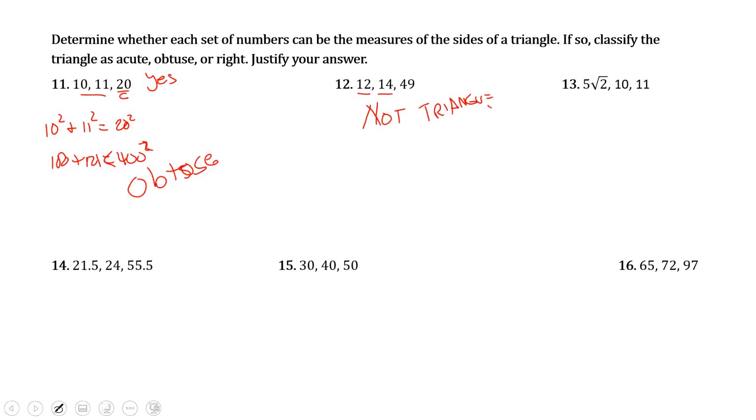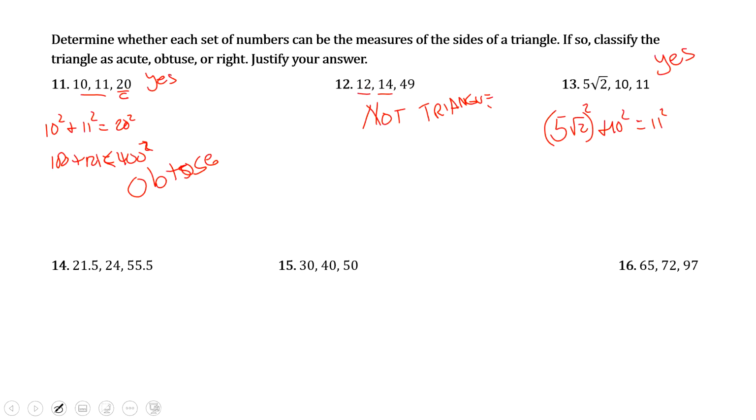5 square root of 2, 10, and 11. So I'm trying to think, I think 5 square root of 2 is probably less than 10. This one might be one you have to go through and classify, but I'm going to tell you that this is a triangle. So now I get a squared plus b squared equals c squared. So I got 5 square root of 2 squared plus 10 squared equals 11 squared. I always start with equals, even though I'm trying to figure out if it might be greater than or less than.